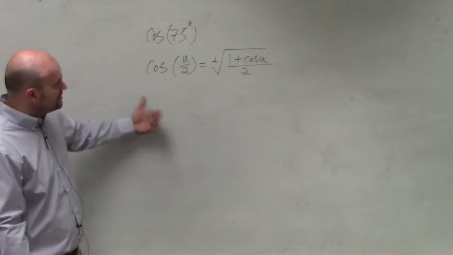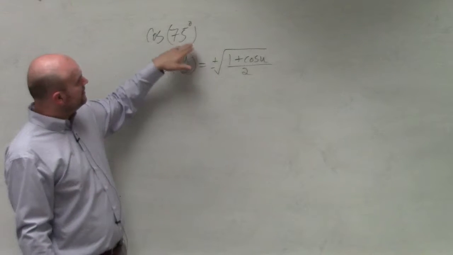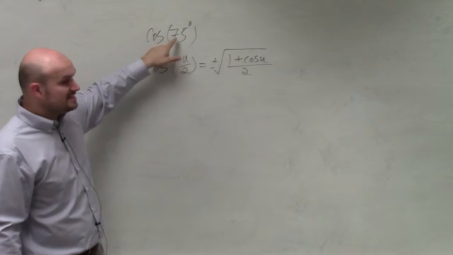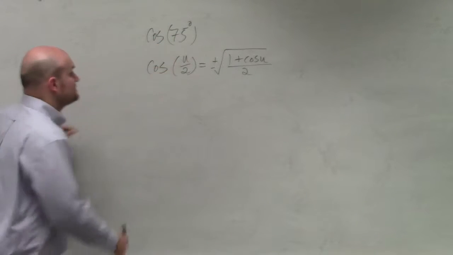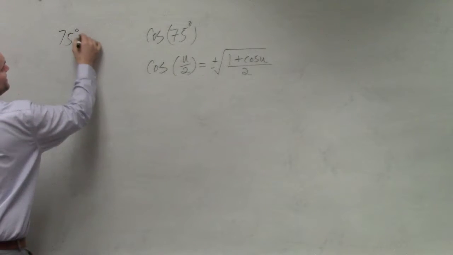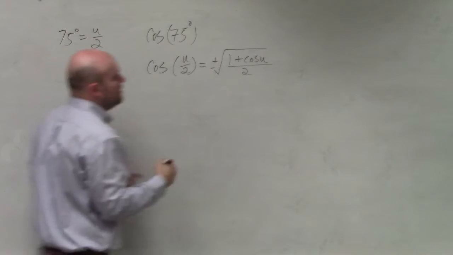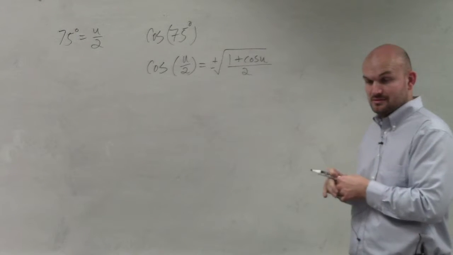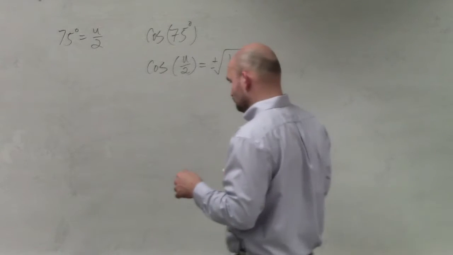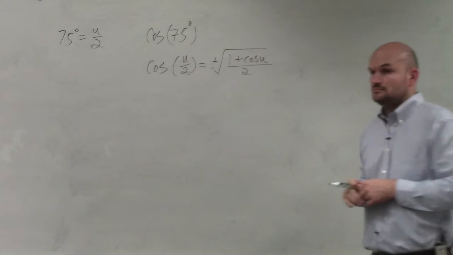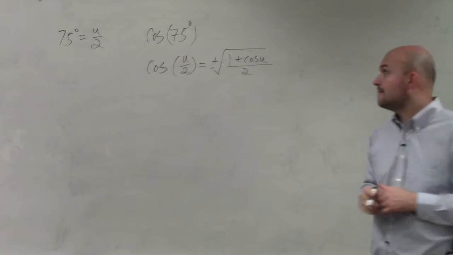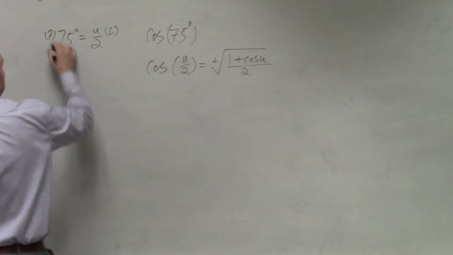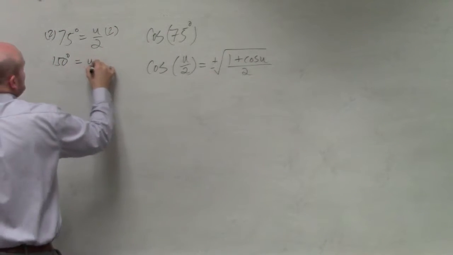But again, if we're going to try evaluating this, ladies and gentlemen, this is cosine of u halves. So if we're going to use the half angle formula, we're saying 75 degrees is equal to u halves. So if 75 degrees is equal to u halves, then what is u going to be? That's what we need to figure out. What exactly is u going to be? Yes? An idea? Would it be double 75? Right, which is 150. Yep. 150 degrees is equal to u.